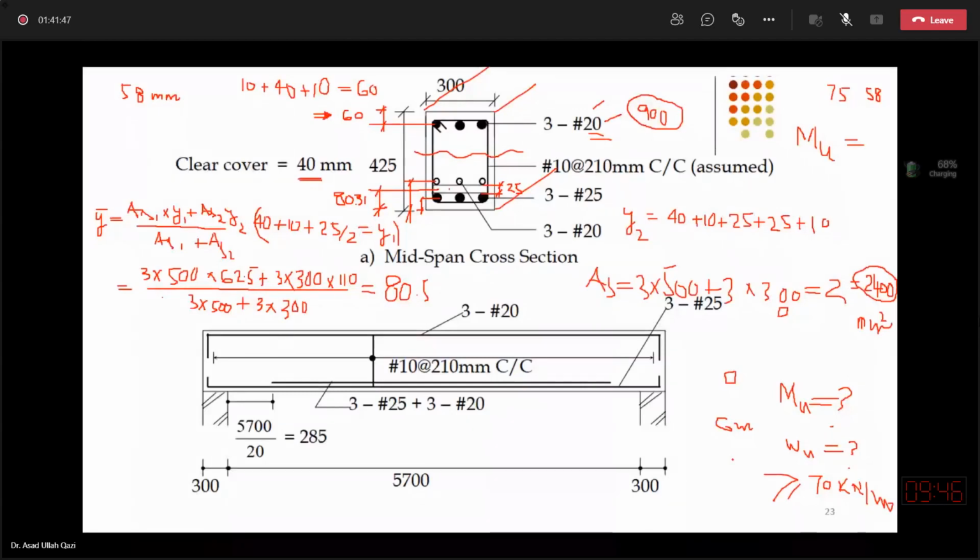So please attempt this problem at home and then let me know. It is your assignment and please upload it within the files folder section B to let me know what capacity you get.